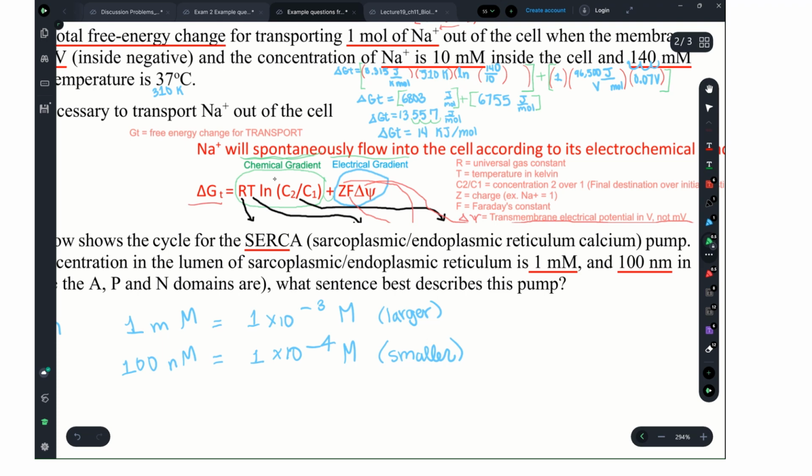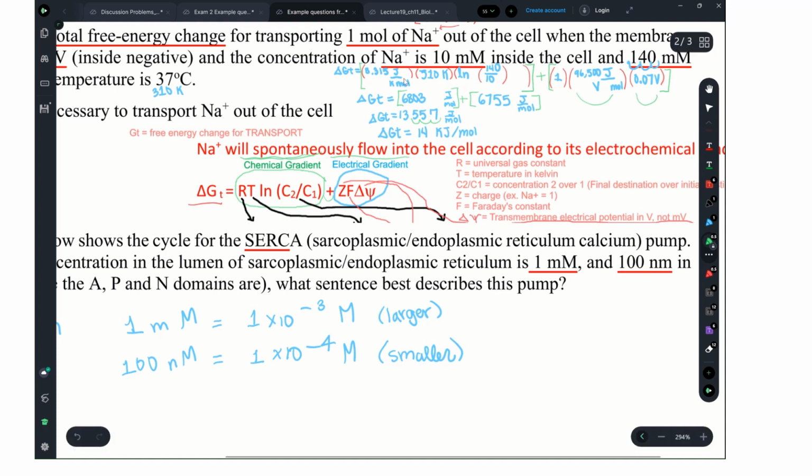So you just put a plus sign and you put Z, F, delta, and then I don't know what that little guy is called. But Z is just the charge. So in this case, sodium has a +1 charge. So your Z value will just be 1. F is Faraday's constant, and it's right here. 96,500 joules per volt times mole. And then delta, that guy, that's just the membrane potential, transmembrane electrical potential in volts. So we had already converted to volts.